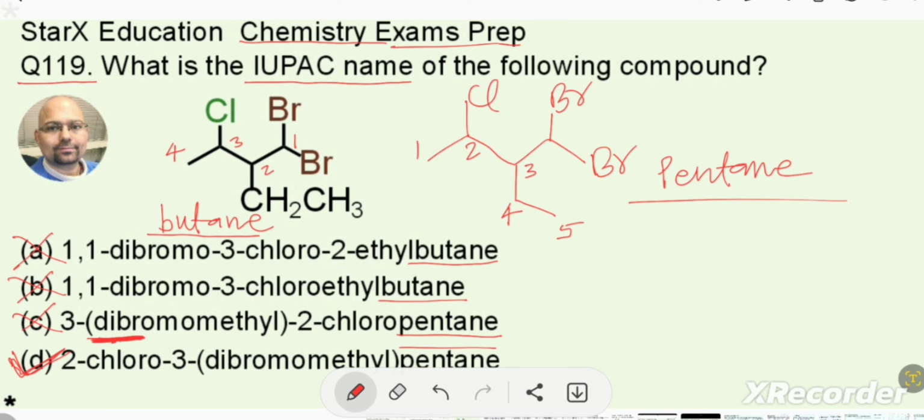Now to recap this question quickly, there are 2 major concepts here. First, we must choose the longest carbon chain possible, and the second thing is we must name the substituents alphabetically. Alright, so we'll stop here for this question.